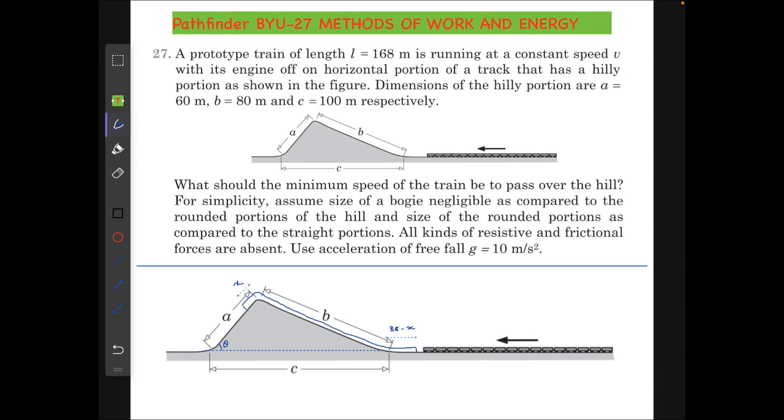So basically, first of all, what we can observe here is that these values of A, B and C tell us that this is a right angle triangle, with the right angle here. And the minimum velocity required should make it reach at least the point where it has maximum gravitational potential energy. After that, it will carry on its own. We have to make it reach until its maximum gravitational potential energy.